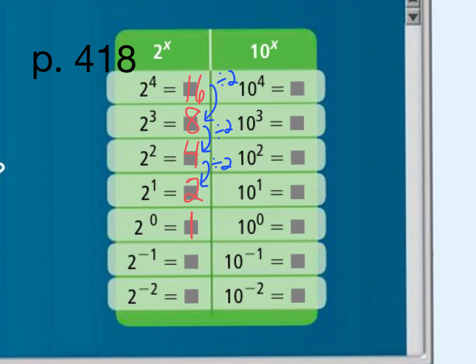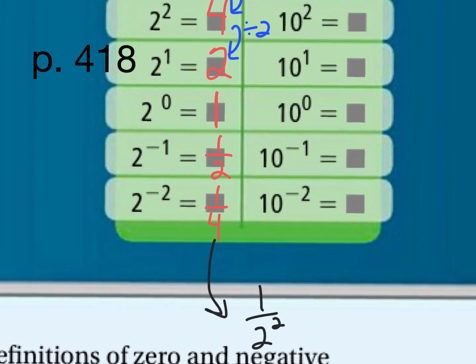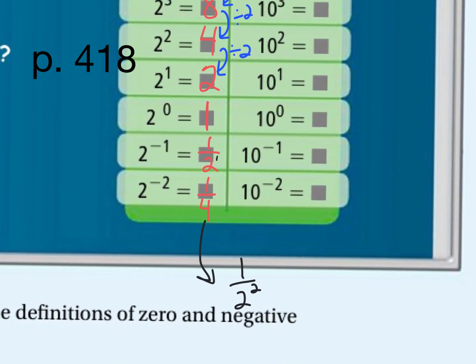If we divide by 2 again, take 1 and divide it by 2, that's the same as 1/2. And then if we divide that by 2, it would be 1/4. The 1/4 I'm just going to mention is the same as 1 over 2 to the 2nd power. 1/2 is the same as 1 over 2 to the 1st power. A couple of things we'll talk about a little bit more in a minute.